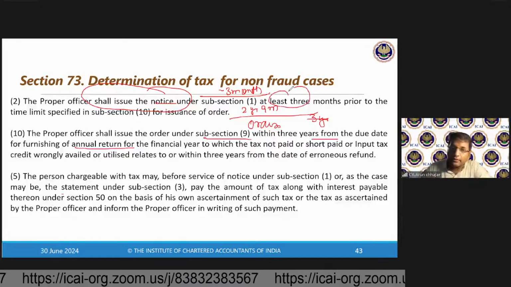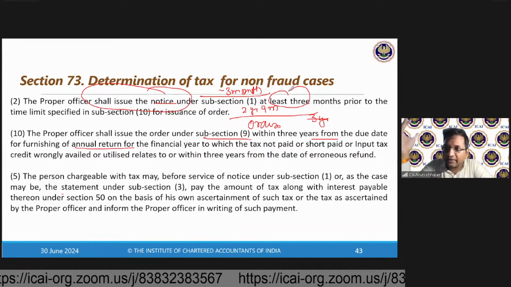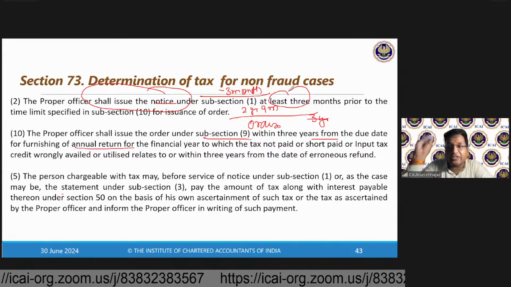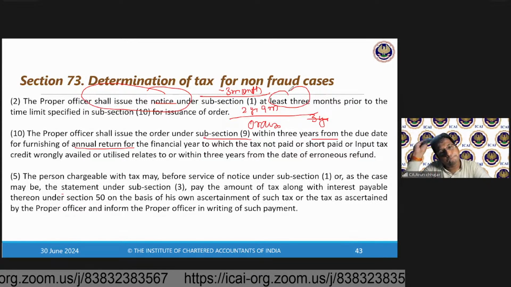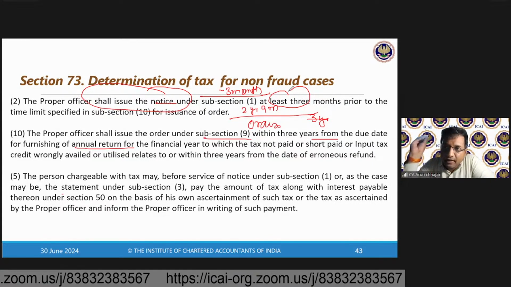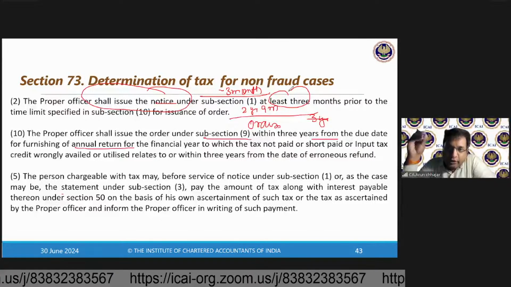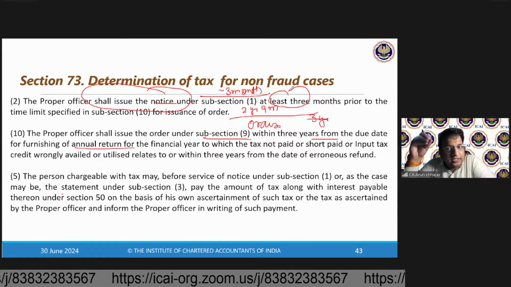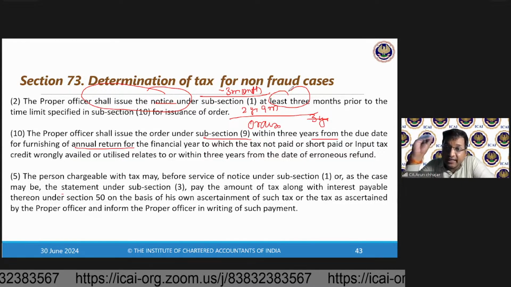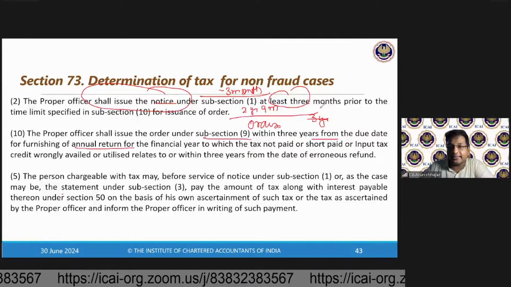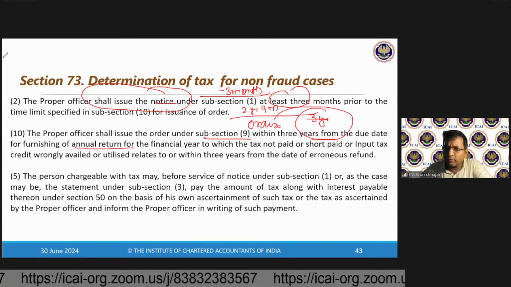At least 3 months. It can be more than that, no problem, but at least a 3 month gap has to be there. The officer shall issue the notice under subsection 1 at least 3 months in advance from the last day to issue the order. What is the last day to issue the order? It is 3 years. When you read the provision of section 74, it is almost the same.